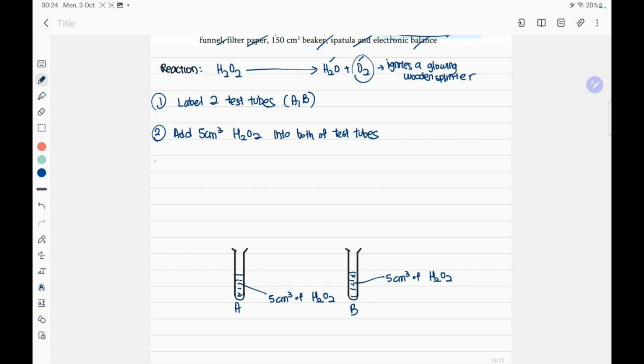Okay, so far so good. The third step is we need to add 0.5 gram of manganese oxide, or manganese dioxide, into test tube B. Bear in mind, this is our catalyst. We are adding the catalyst only in this test tube. Because it is in powder form, I'll use a different color. I add the catalyst in here. This is the manganese dioxide, MnO2. This is the catalyst.